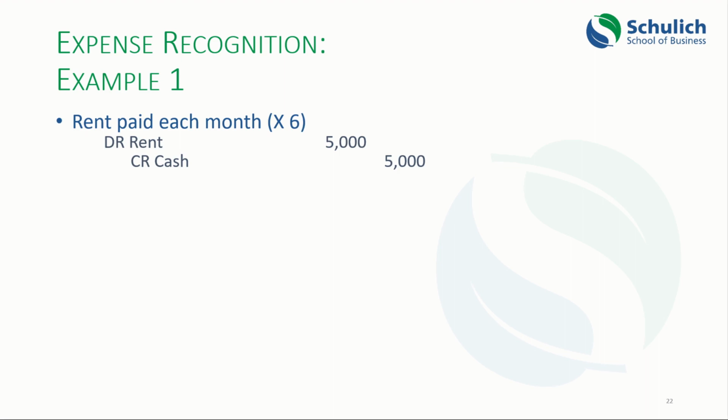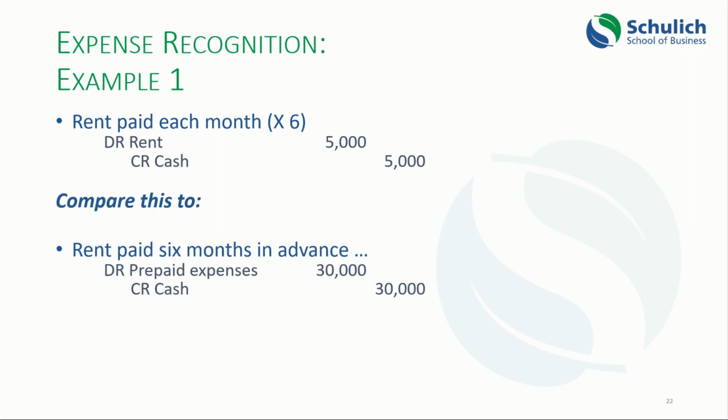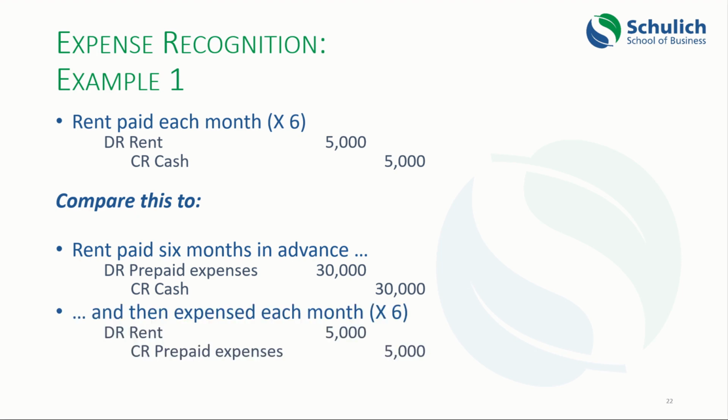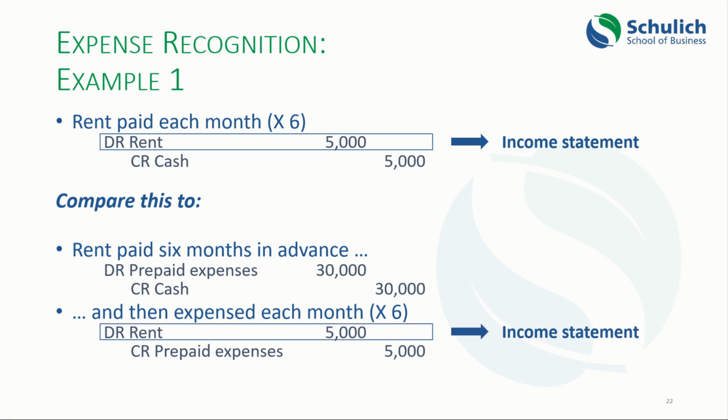With prepaid rent, however, you need accrual accounting to sort things out. Suppose that instead of paying the rent monthly, you pay the rent 6 months in advance. This is a credit to cash, of course, but the debit does not go to the income statement. It goes to prepaid expenses, which is a current asset. Then when each month passes, you amortize the prepaid expense by 1 month, with a debit to rent expense and a credit to prepaid expenses. In both cases, it's the rent expense that affects the income statement. It happens once a month when you're paying monthly, and it also happens once a month when you pay in advance and then amortize that prepaid expense over the life of the rental agreement.